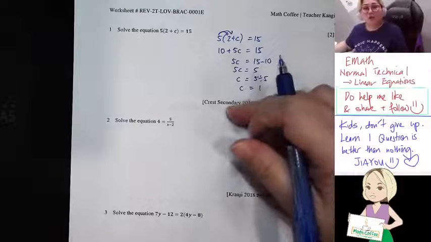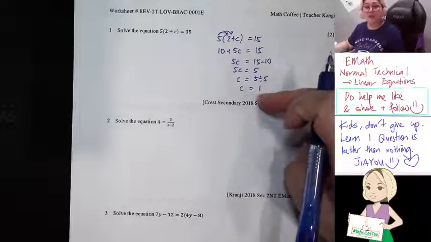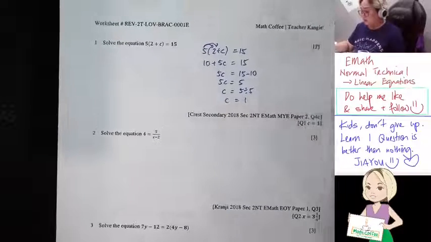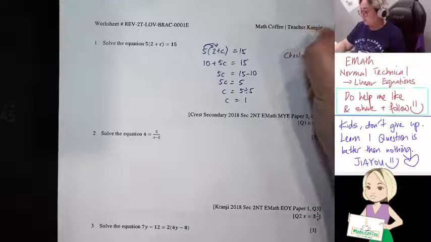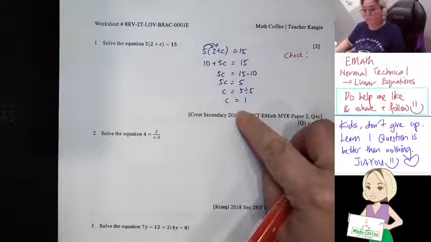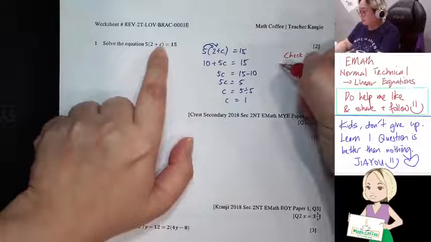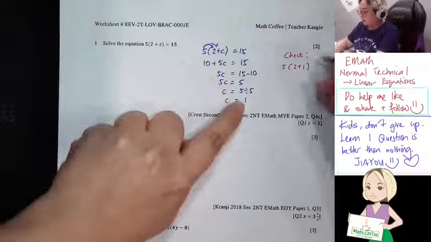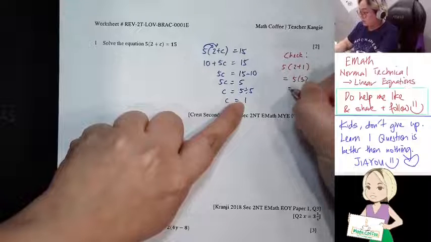Okay, I don't know whether you all know, hopefully you all know that when it's an equation, you can always check your answer. This is to make sure that it's 100% correct. You see, check. Because you have solved that c is equals to 1, right? Look at the original. So I will sub back my 1. So 5 times (2 plus 1). The c I replace with 1. Then you go and press the calculator. This is 5 times 3. It is 15. See?